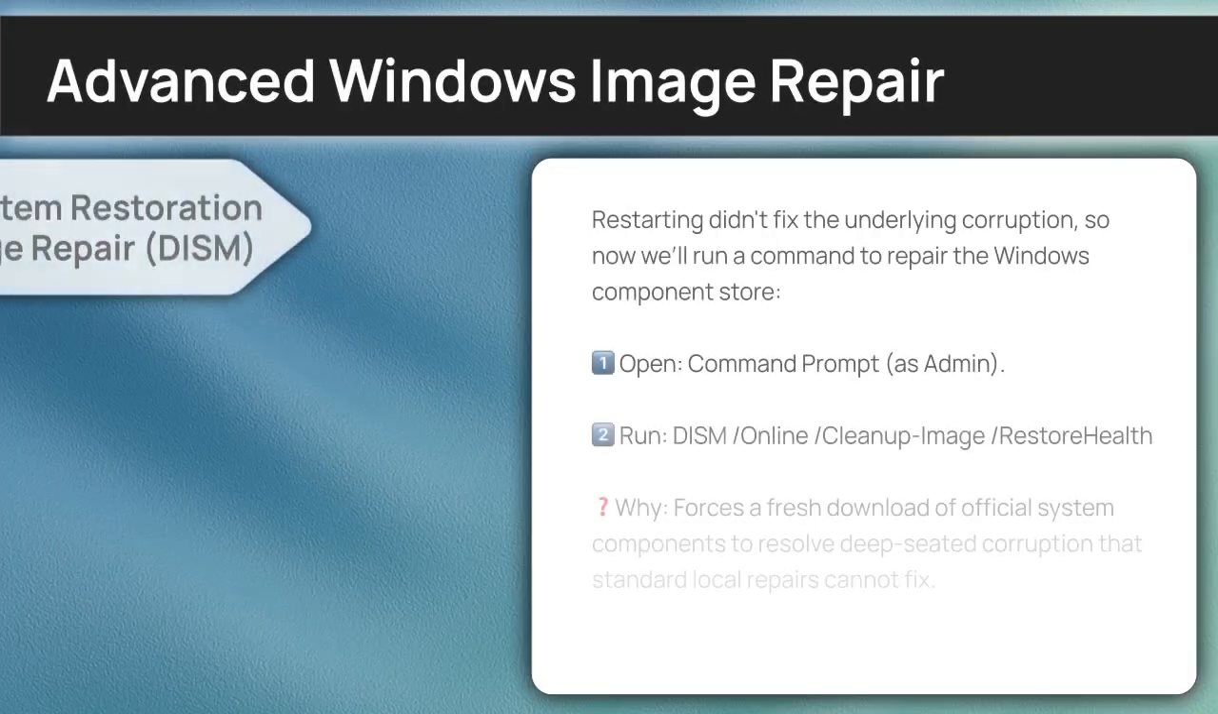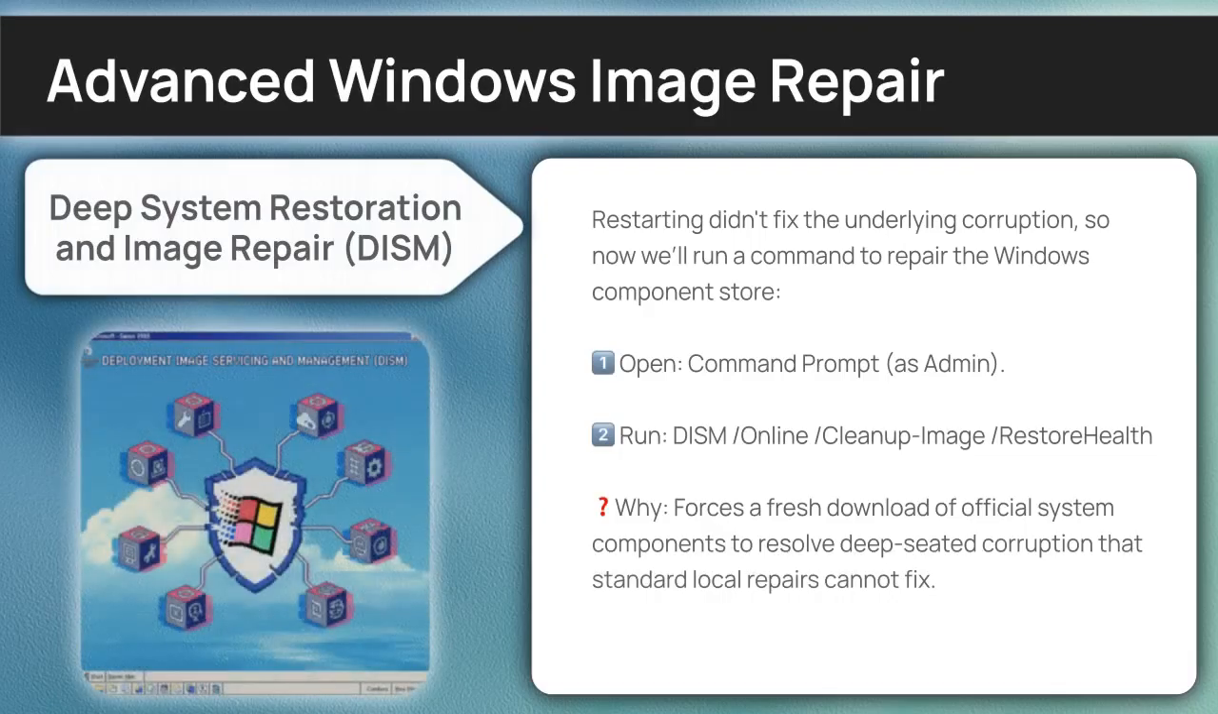Restart unsuccessful? No problem. Let's jump straight into step 3. Remember to pause the video if you need to double-check your inputs. Restarting didn't fix the underlying corruption, so now we'll run a command to repair the Windows component store. First, open command prompt as admin. Second, you're going to type dism /online /cleanup-image /restorehealth, then hit enter. Why are we doing this? Well, this forces a fresh download of official system components to resolve deep-seated corruption that standard local repairs cannot fix.